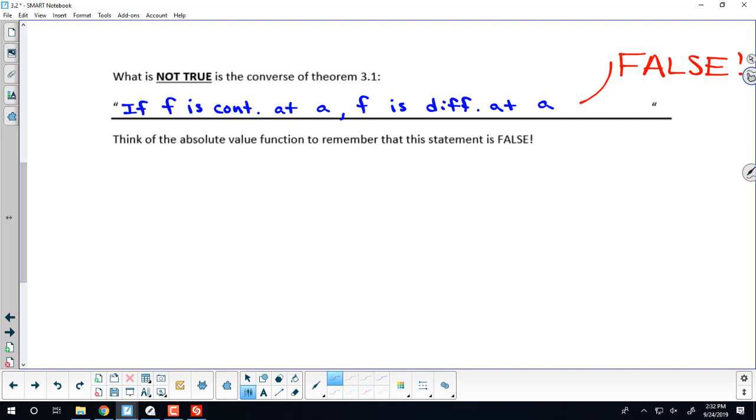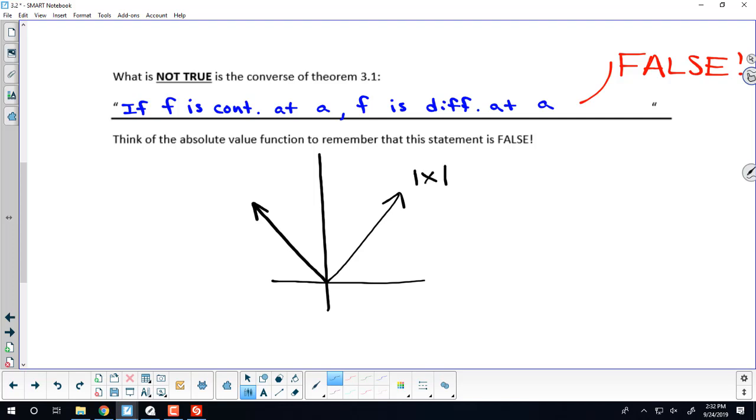We have our absolute value. As far as differentiability and continuity, if you can just remember this graph, maybe that can help you keep these concepts straight. The absolute value graph is continuous at a equals 0. But is it differentiable at 0? Does the derivative exist at 0?